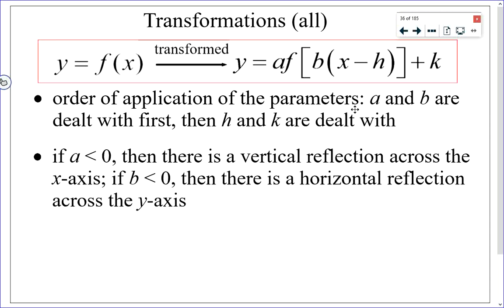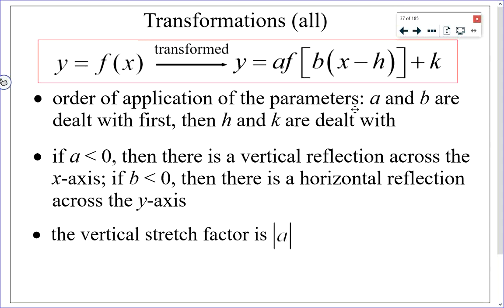What is the parameter a all about? Well, if a is negative, there's going to be a vertical reflection, and it's across the x-axis. If b is negative, then there's going to be a horizontal reflection, and that will be across the y-axis. The vertical stretch factor is the absolute value of a. So if a is negative 3, the absolute value of negative 3 is 3, the graph will be stretched vertically by a factor of 3, which means every point above the x-axis will now be 3 times further above, and every point below the x-axis will be 3 times further below.